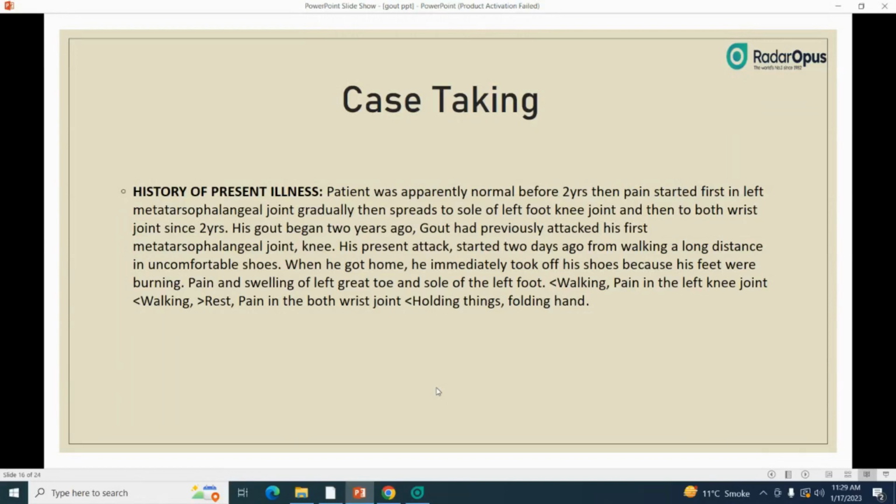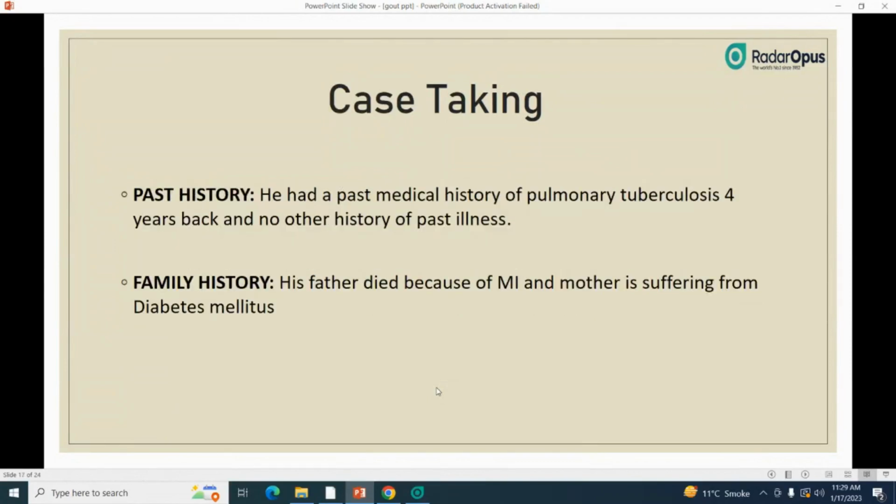On examination, he complained of pain when the examiner approached the joint. His joint was blue-purple in color, tender, with prominent veins, and edematous. He had numbness with a loss of light touch and pain sensation over the joint. In past history, he had pulmonary tuberculosis 4 years back and no other past illness. In family history, his father died of myocardial infarction and his mother is suffering from diabetes mellitus.